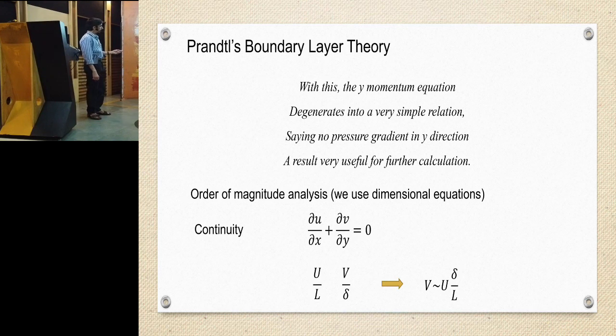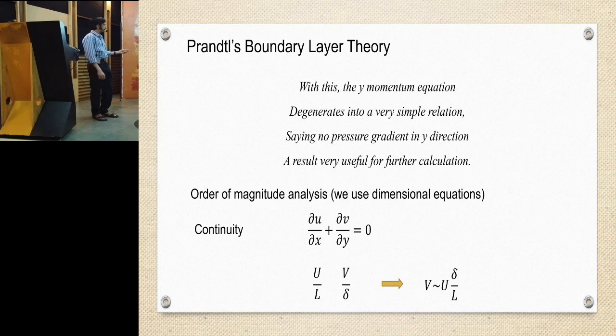So we do the boundary layer order of magnitude analysis on the continuity equation and the two momentum equations. What you do is you estimate the order of magnitude of each term in the equation. So we say that u, the streamwise velocity, is of order capital U, x is of order capital L. Now the wall normal velocity within the boundary layer, we do not know what is the order of magnitude of that, so we keep it as v. And for y, we use delta.